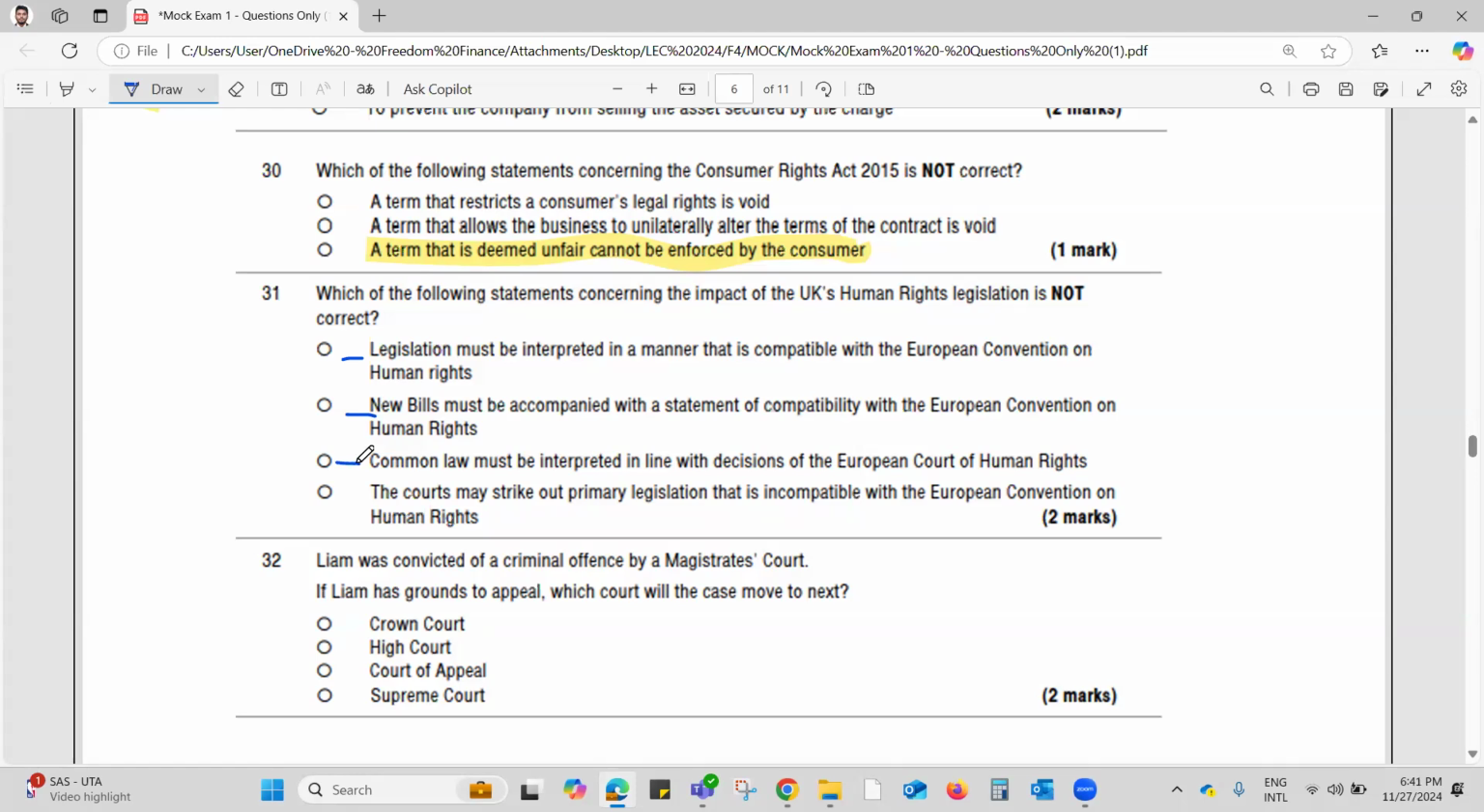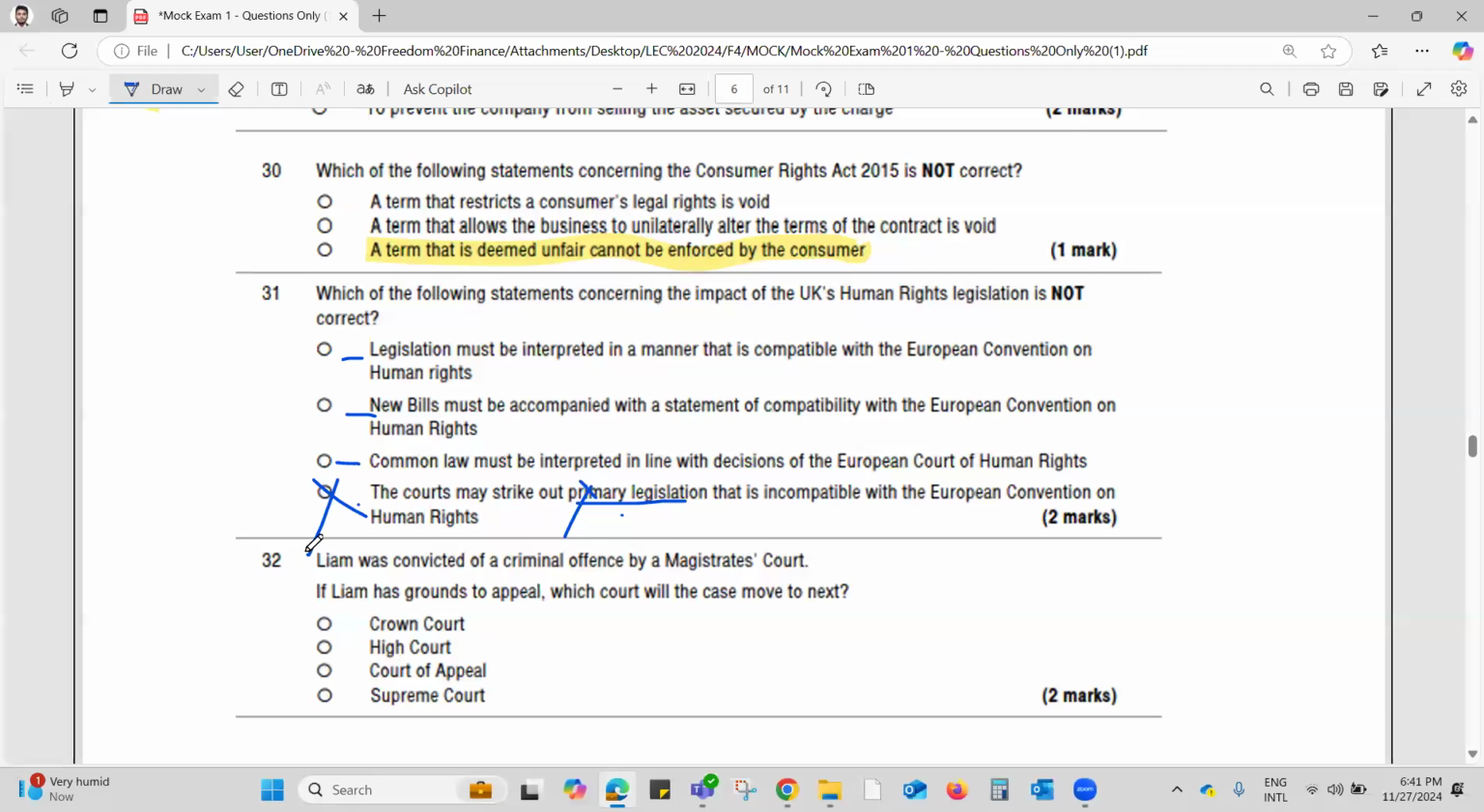The courts may strike out primary legislation that is incompatible with the European Convention on Human Rights. Can the courts strike out primary legislation? No. They can only strike out secondary, not primary, legislation. The primary legislation cannot be struck out. If it were secondary, then this statement would be correct. So the answer for this question is going to be option 4.